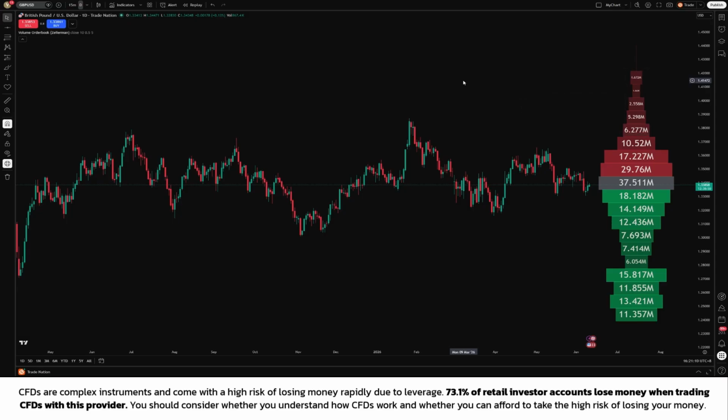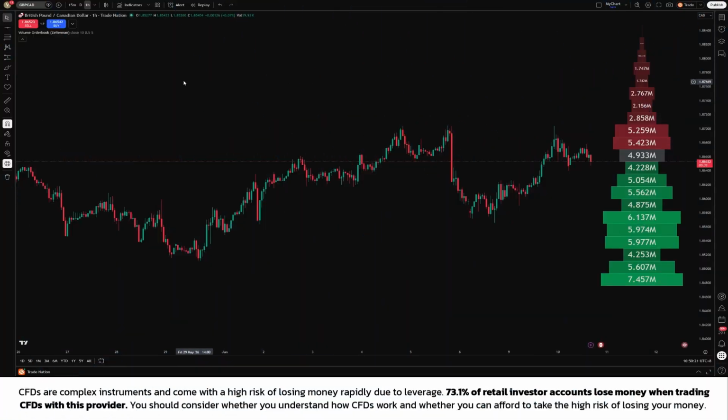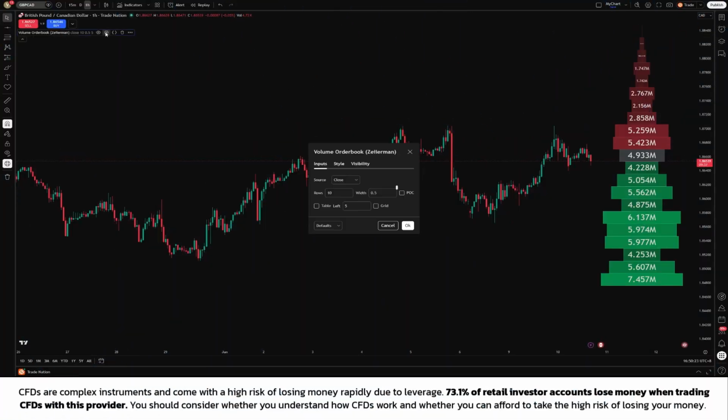If price moves into a region where little volume has traded before, it may move more quickly because there has been less historical activity at those levels. That can help explain why price sometimes travels cleanly through certain areas and then reacts more sharply when it reaches a heavier volume zone. The indicator also includes optional tools such as a point of control, table border, and grid.